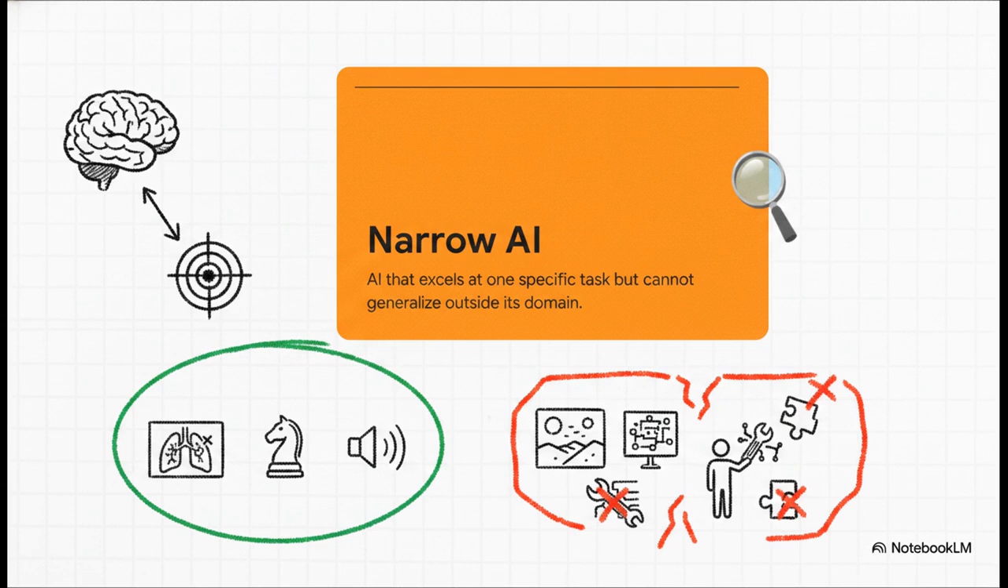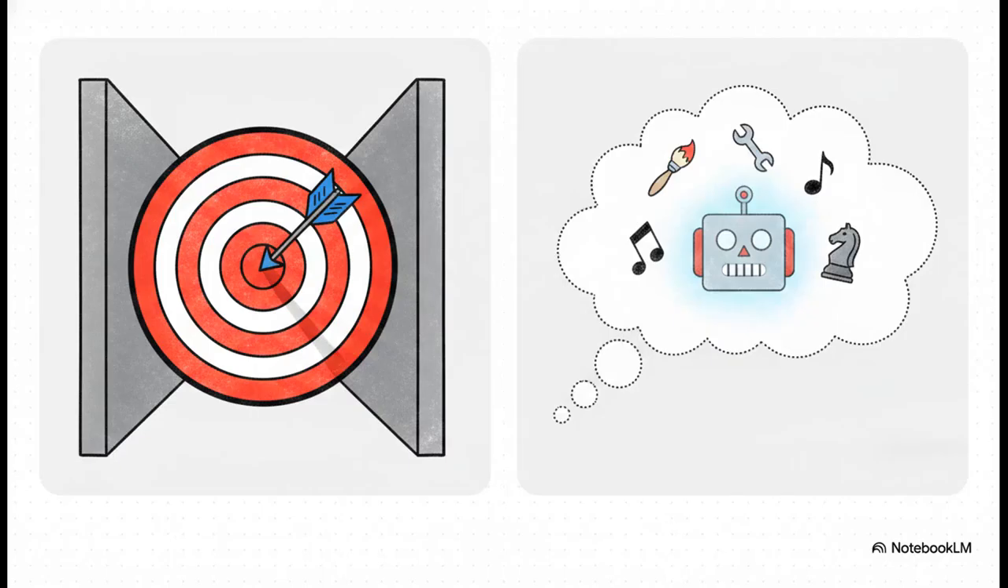Think of a radiology model detecting tumors way more consistently than top human experts. That's amazing. However, it is incredibly brittle outside of that lane. Even tiny little changes in data outside its specific domain can cause it to fail completely. It just cannot generalize. So, the crucial point is this.